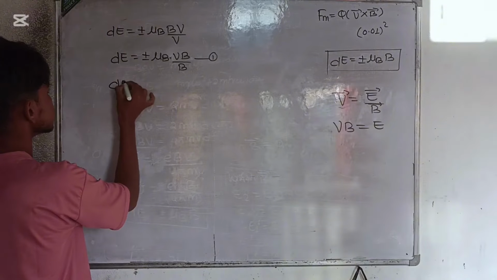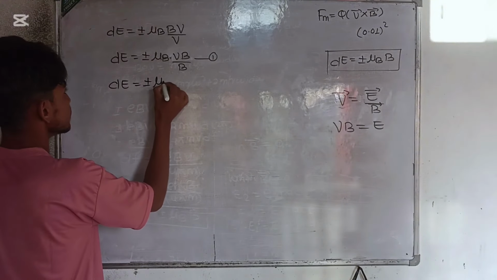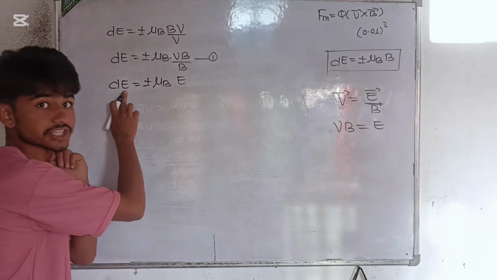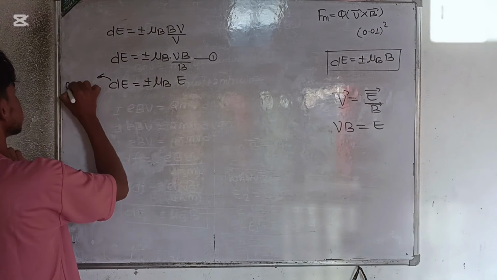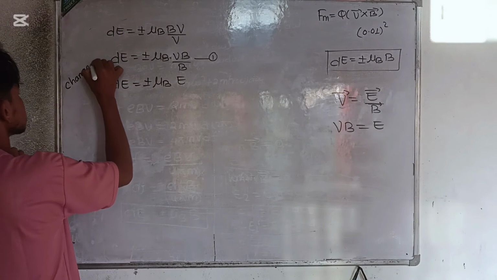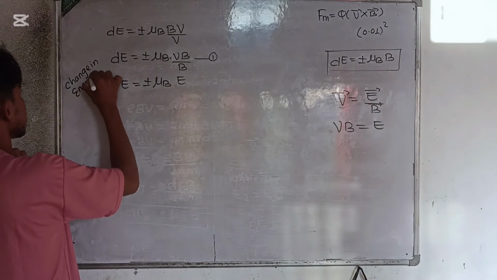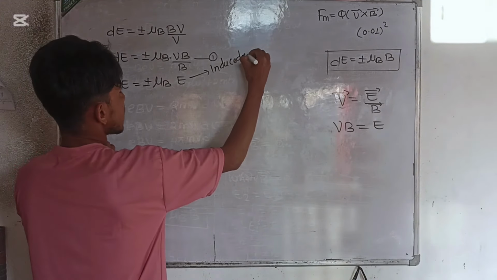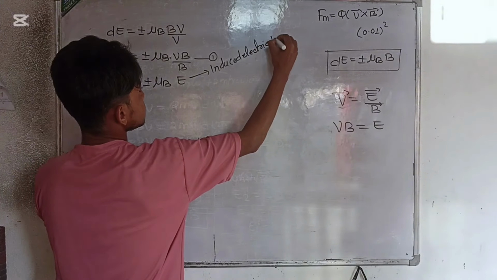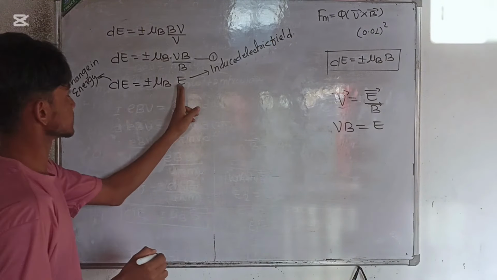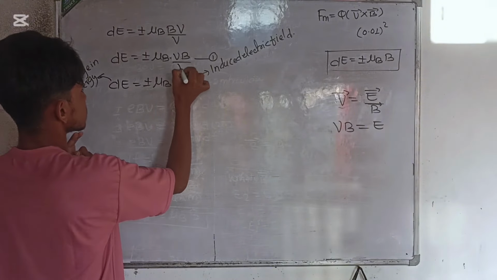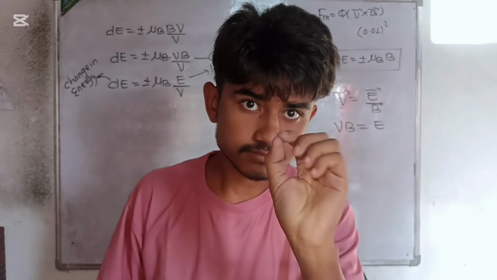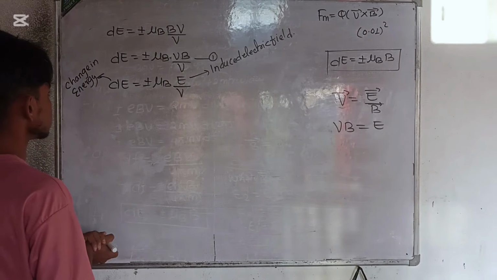So I can write dE is plus minus mu b E. E means the induced electric field, and this dE is the change in energy. So I am mentioning it: change in energy, and this is the induced electric field, right? This is the induced electric field. So here we have V, right? Induced electric field, right?